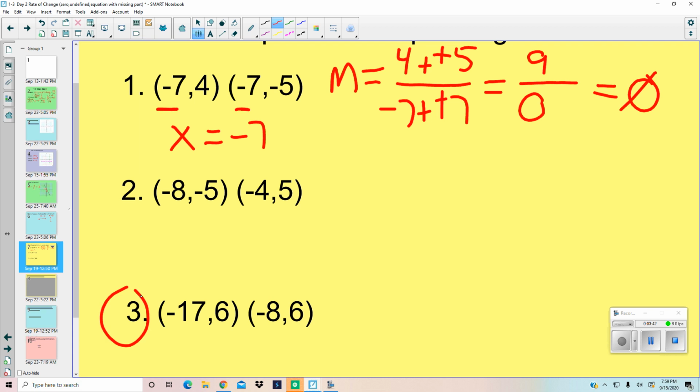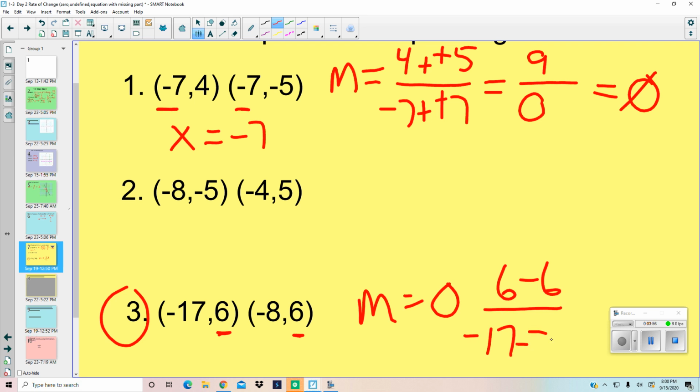So let's skip down to number 3. Look at the y's are the same. When the y's are the same, the slope is 0. If I were to write it out, I'd have 6 minus 6 over -17 minus -8. Well, that gives me 0 on the top. It doesn't matter what's on the bottom because that's going to equal 0. 0 divided by a number is 0. So that would be y equals 6 for the equation.